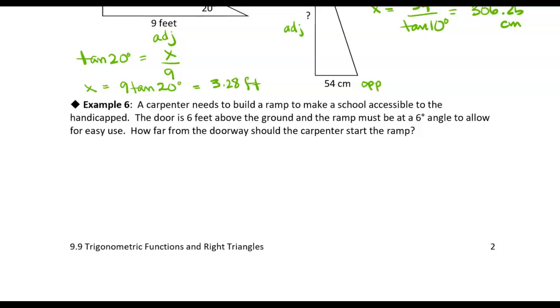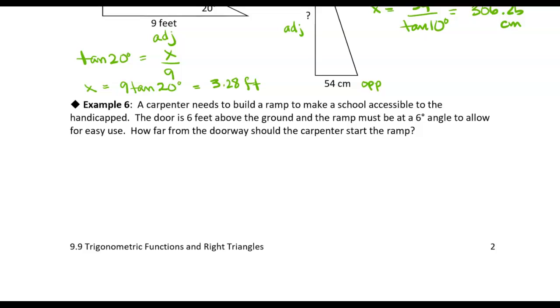Okay, so in this word problem here, we have a carpenter that wants to build a ramp to make a school accessible to the handicapped. The door is 6 feet above the ground and the ramp must be at a 6-degree angle to allow easy use. How far above the doorway should the carpenter start the ramp?